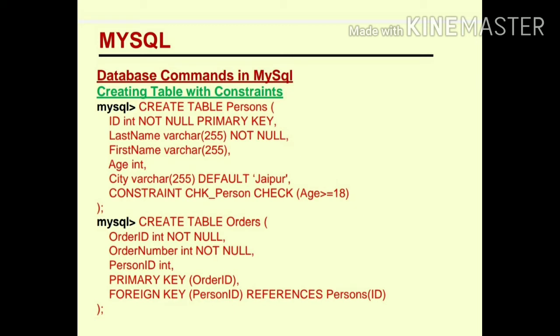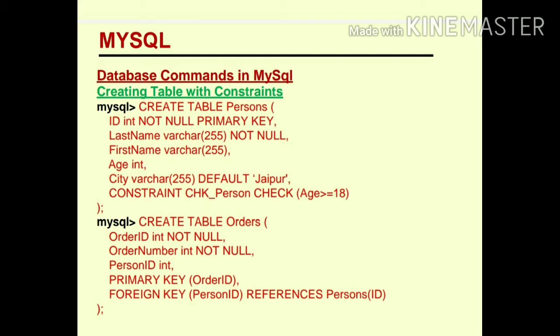Now here we are using another command. It is also a DDL command, create table. The create table command is used to create a table. As you know, a table is a combination of rows and columns. So we want to define the columns: what is the name of the column, what is the data type, what is the size, everything we have to specify in the create table command. Just see the example. Create table persons, ID int not null primary key.